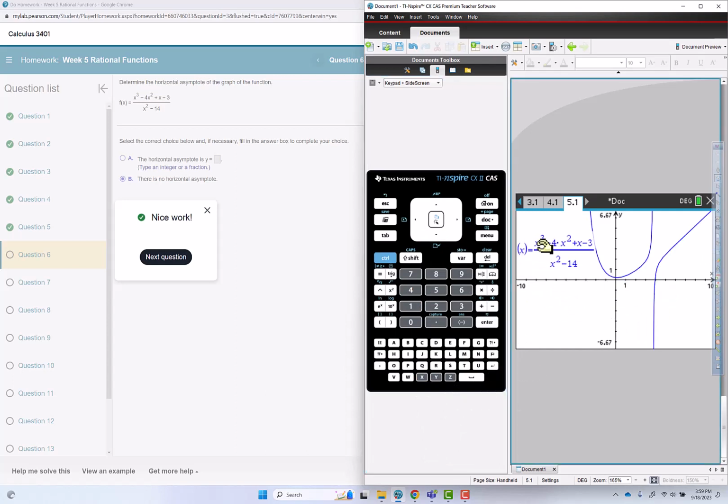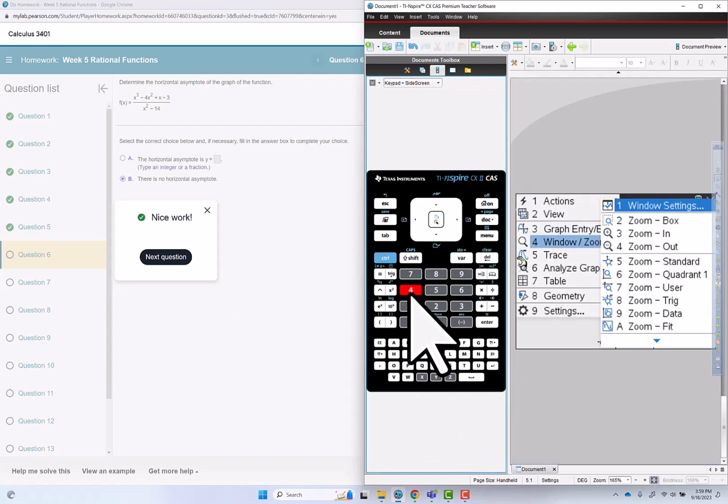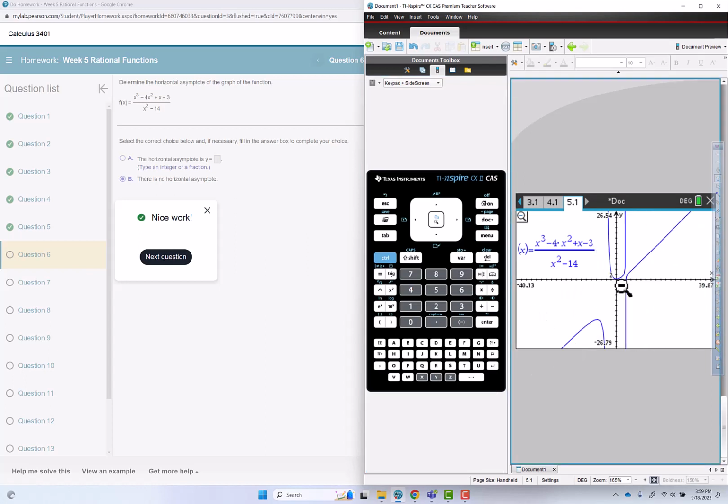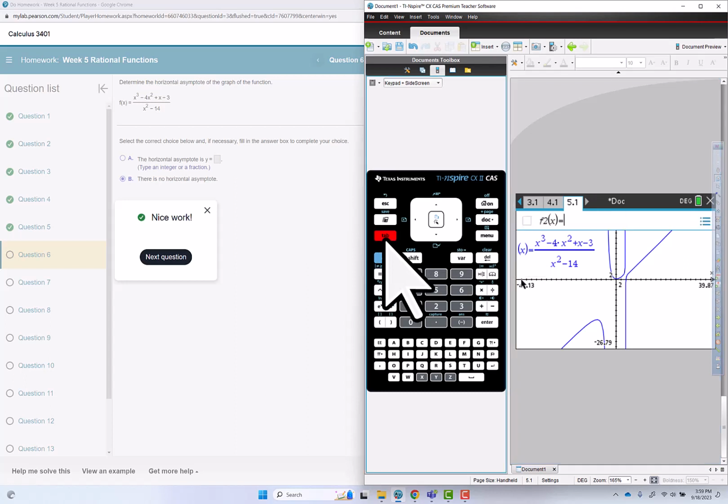And we probably should zoom out. Menu 4, keep the center at the origin. Zoom out again. Then I'm going to go back and put in f2 x minus 4. And there is our oblique asymptote.